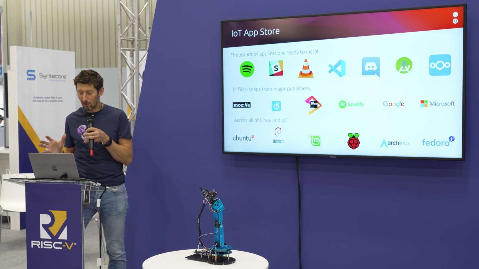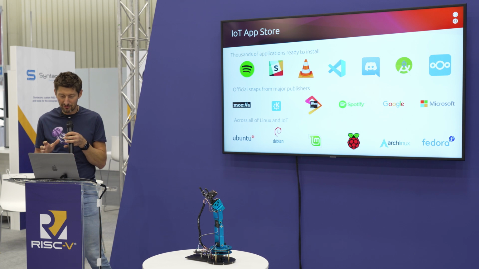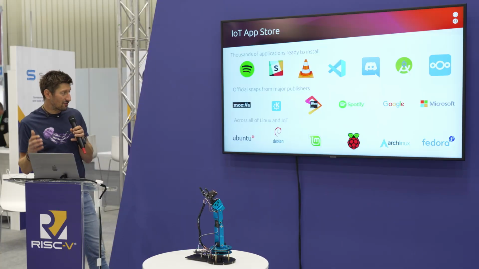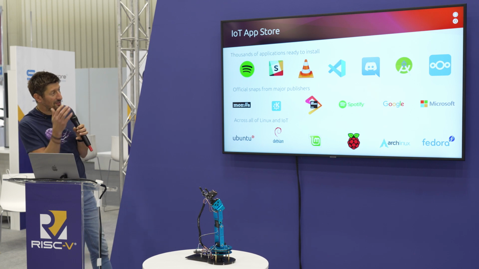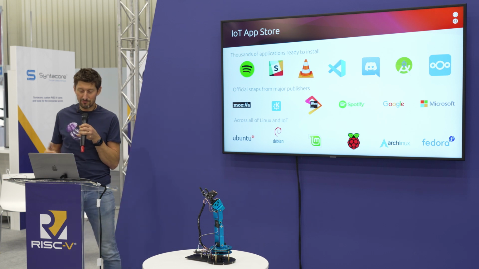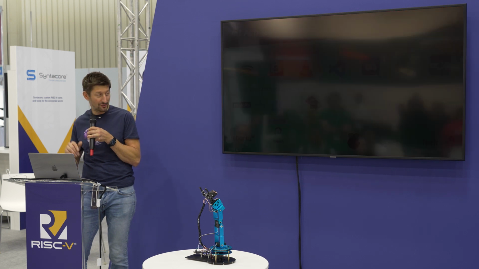Now, Ubuntu Core is also connected to our IoT App Store. So you have thousands of applications, and more and more applications are coming ready for RISC-V. This App Store is not exclusive to Ubuntu, so it's running on Ubuntu, Raspbian, Fedora, and so on. You can see the list of some of the contributors to the store, and there are some examples of the applications that you can install. Everything is packaged as a snap. Literally thousands of applications, and as I said, more and more ready for RISC-V.